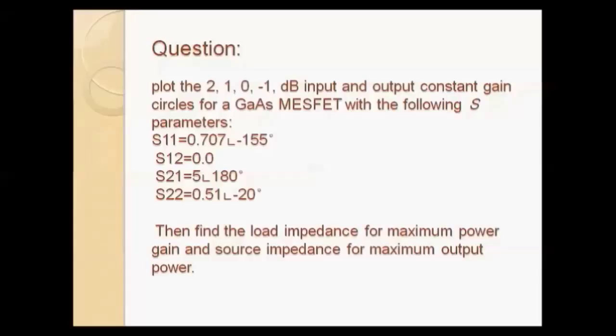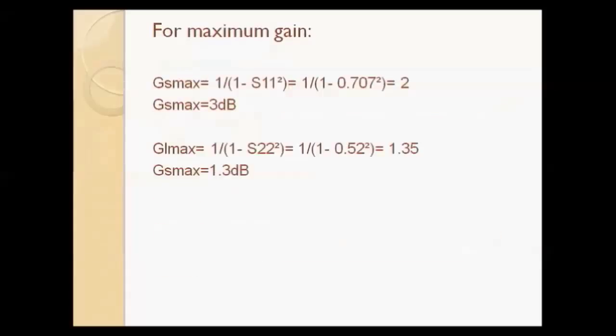We have the following question that says plot the 2, 1, 0 and minus 1 dB input and output constant gain circles for GaAs MESFET with the following S parameters. We might start by calculating the GS max, which is the maximum power gain at the source, and GL max, which is the maximum power gain at the load.